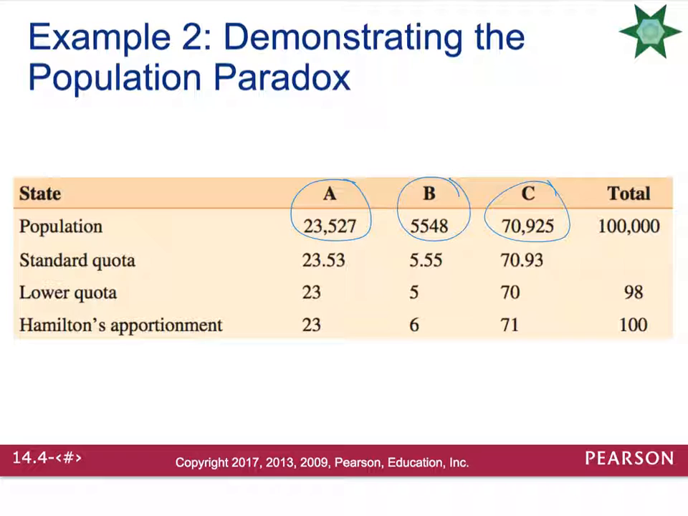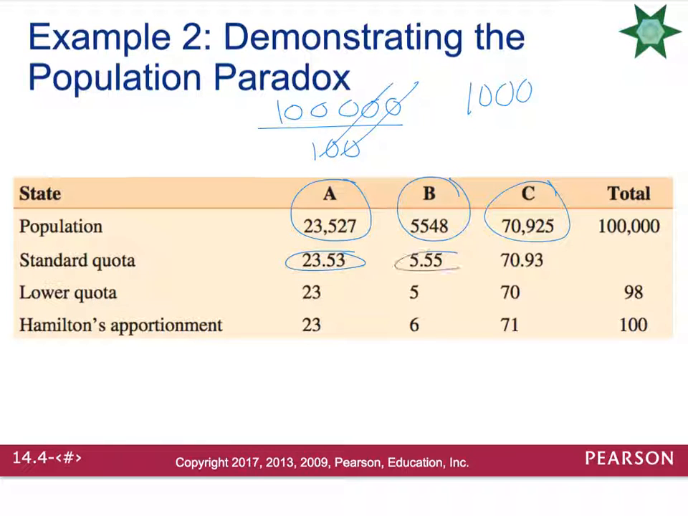The first thing we have to do is find our standard divisor, which is our total population divided by the total number of seats we're apportioning, which is 100. If you do your reduction here, the standard divisor is going to be 1,000. So take each population and divide it by 1,000, which gives you 23.53, 5.55, and 70.93. Then we round each of those numbers down to 23, 5, and 70. But if you add those together, that only adds up to 98. So you have two leftovers that you need to apportion.